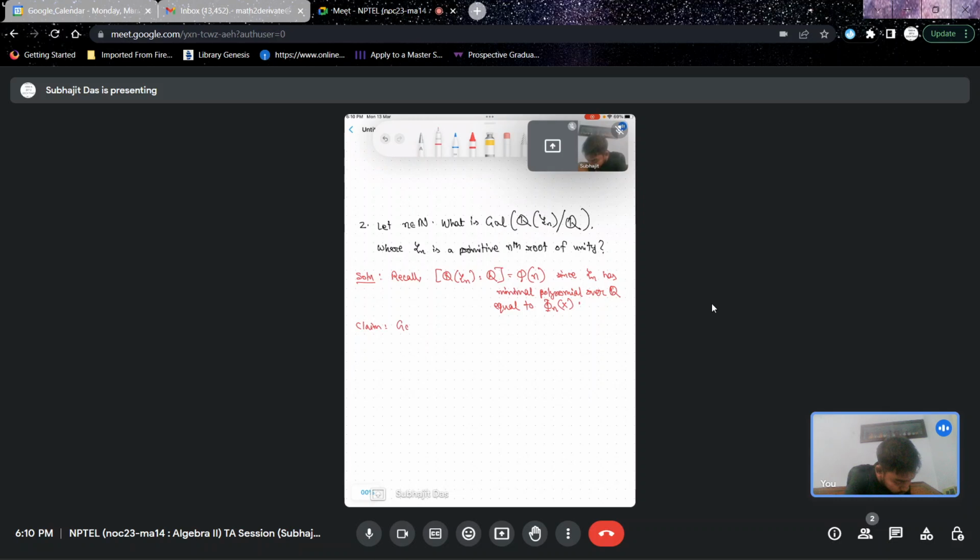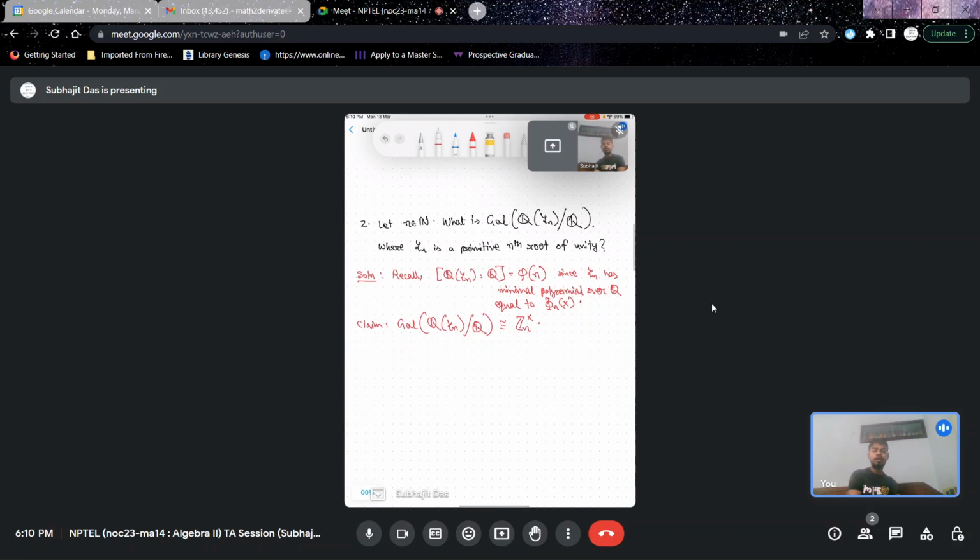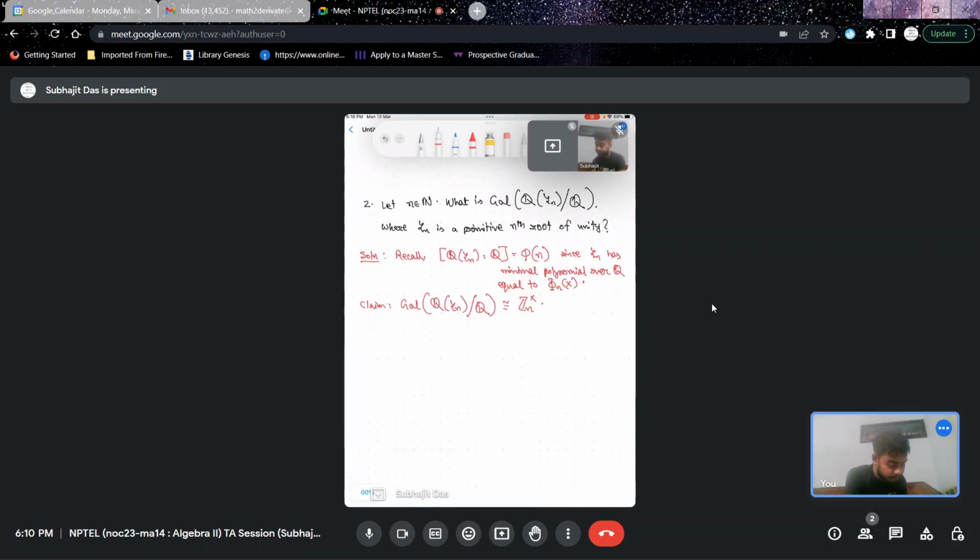And we claim that the Galois group of Q(zeta n) over Q is isomorphic to Zn cross, which is the group of units of the commutative ring Zn. So how do we prove this? To prove this, we need to exhibit a map. So consider a mapping.